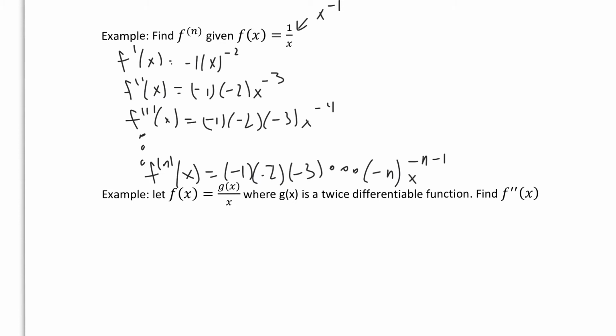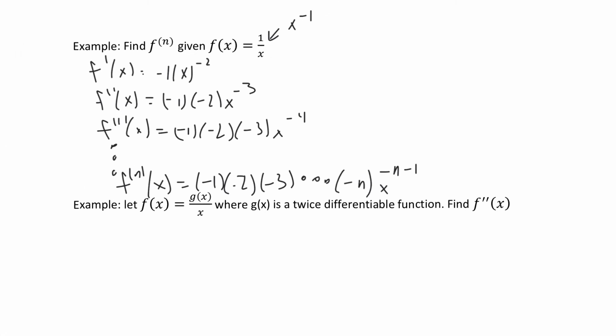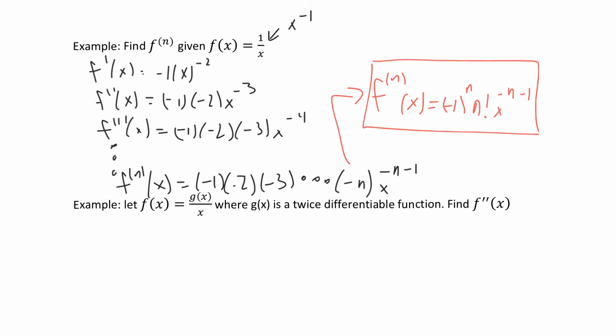So we could rewrite this as negative 1, so we'll write f, the nth derivative, is negative 1 to the n, n factorial, x to the negative n subtract 1. And that's a very nice closed formula. We don't have the dot, dot, dot in it anymore. This is a very nice and useful formula for the nth derivative of 1 over x.